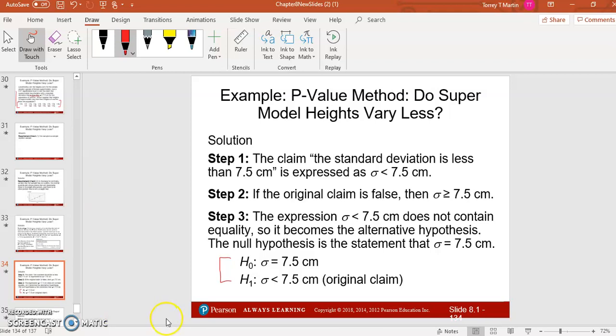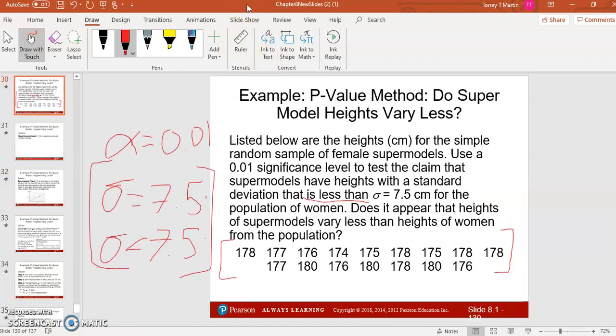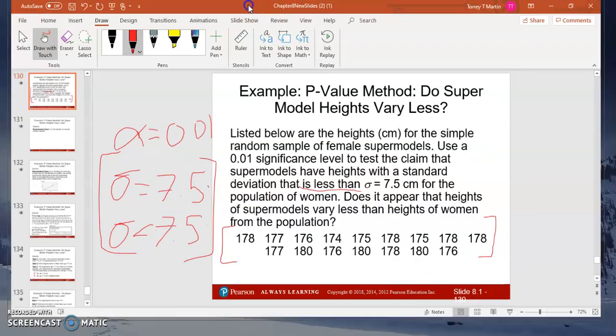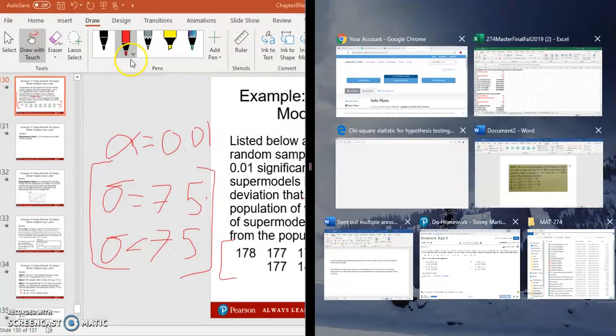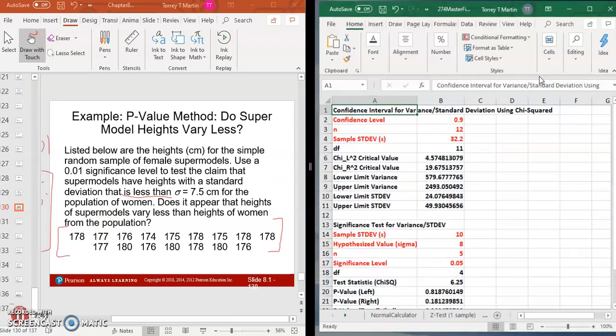Now I'm just going to go back to our problem here. Just kind of show you how I would do it in Excel. Kind of split my screen here.